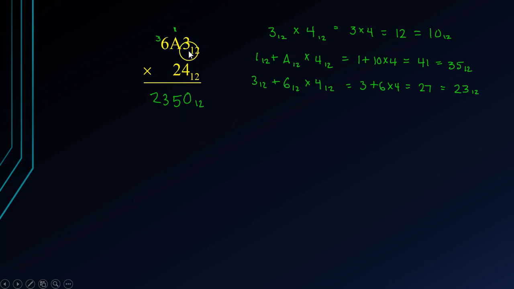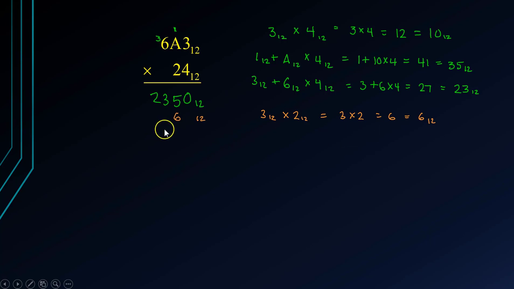When I now multiply through the 2, technically this would be the 12s position, and the 12s position would start here, so that's where I'm going to start my first multiplication. So 3 times 2 is going to be 6, and 6 base 10 and 6 base 12 are the same thing.